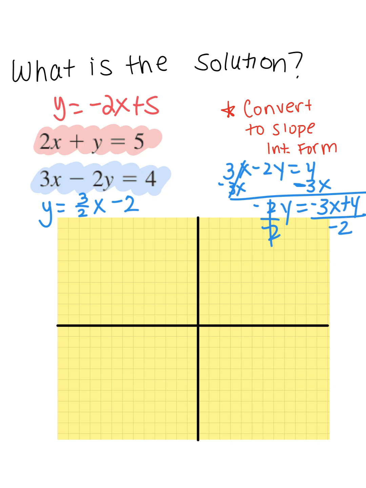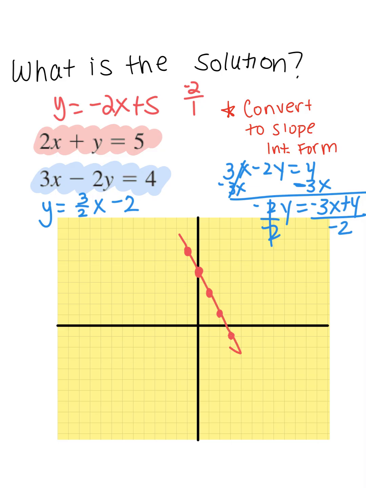Let's graph the red one. Starts at +5 on the y-intercept. Right here. My slope is -2, which means I'll write that as a fraction, -2 over 1, right? So go down 2 to the right 1. I could also go up 2 and to the left 1.